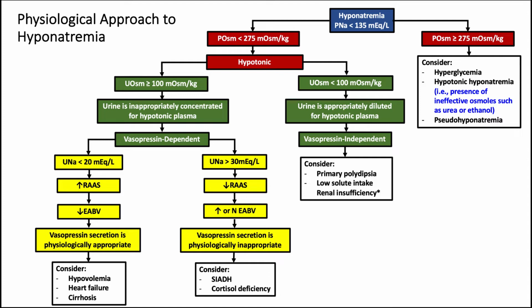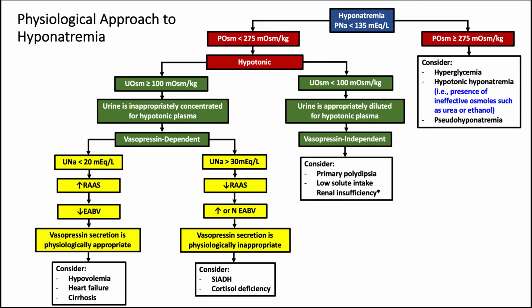Now, if the urine osmolality is more than 100, that means that the urine is inappropriately concentrated for hypotonic plasma. And that means that there is ADH present. It's a vasopressin dependent hyponatremia. So my next task is to figure out why vasopressin is there. So I look at the urine sodium. If the urine sodium is less than 20, that means that the RAS system is active, the kidneys are sodium avid, that the effective blood volume is low, and the secretion of vasopressin is physiologically appropriate, because remember, vasopressin is secreted for two physiological reasons.